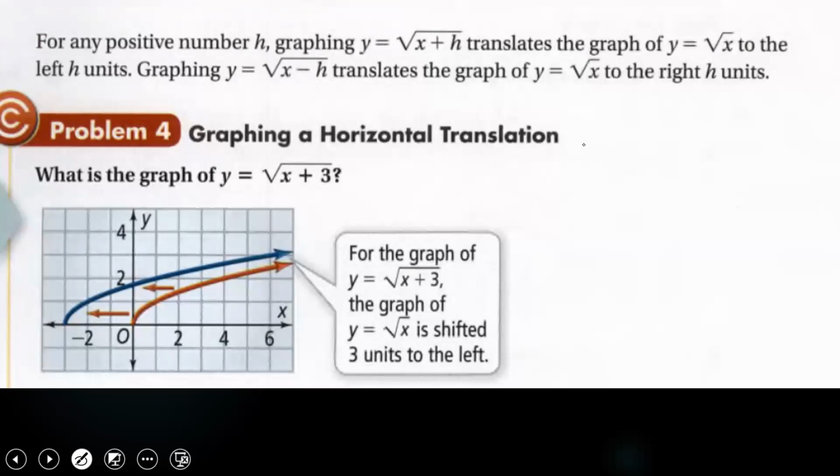Did you see here? It's y equals the square root of x plus 3. It was shifted 3 units to the left. Yani it will be the opposite. If it is plus 3 means to the left, and if it was minus 3 to the right, here, yeah, if you have a square root of x plus 3, you have to shift it to the left.